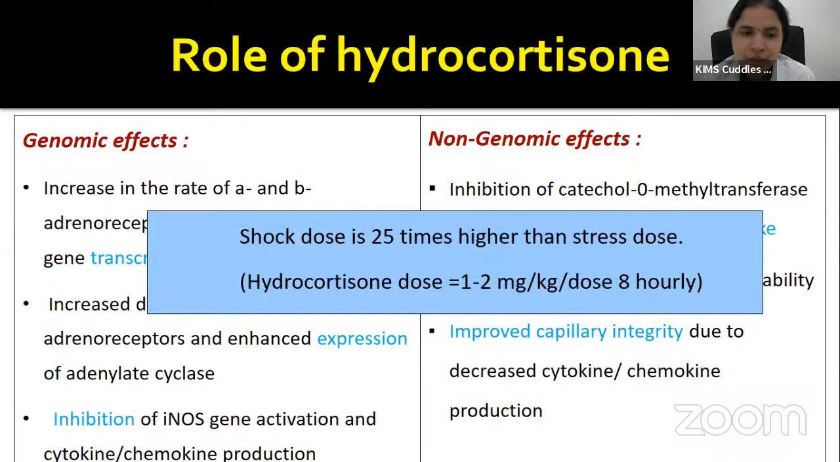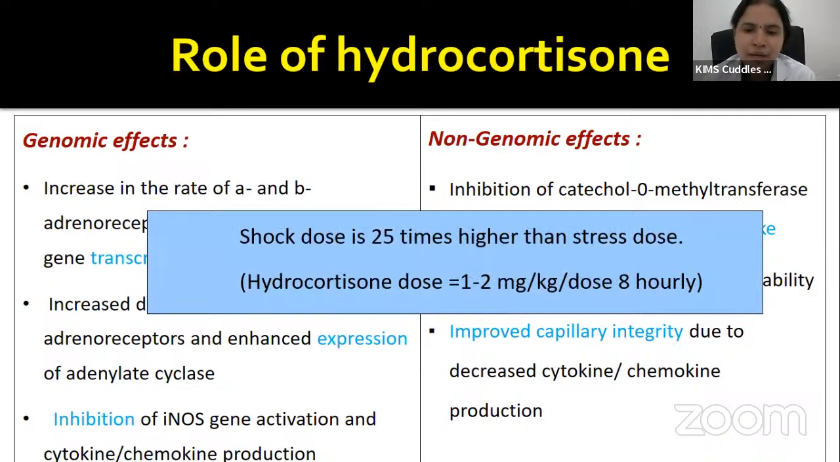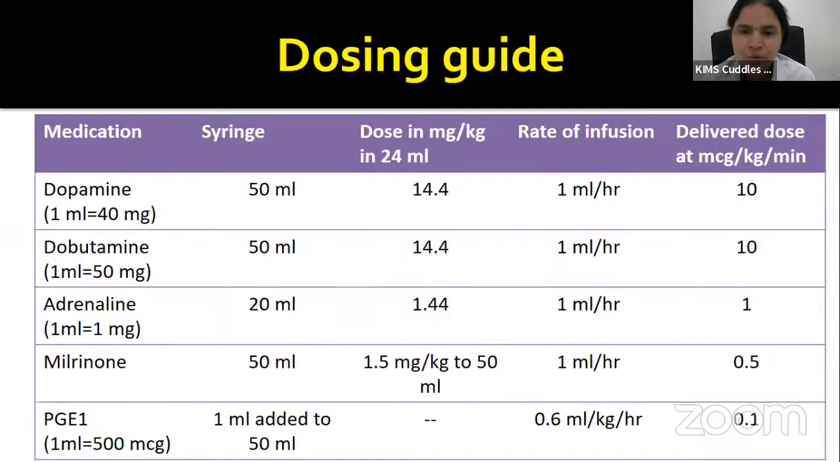Now, finally, in drug-resistant hypotension, especially in preterm population, there is a role of hydrocortisone. So this drug works by multiple mechanisms, by sensitizing the cells to the actions of inotropes, and by increasing the rate of alpha and beta adrenoreceptor adenylate cyclase gene transcription. So it kind of enhances the sensitization of the cells to the actions of the catecholamines. At a shock dose, it is used at a 25 times higher dose than the stress dose, at around 2 mg per kg per dose, 6 to 8 hourly.